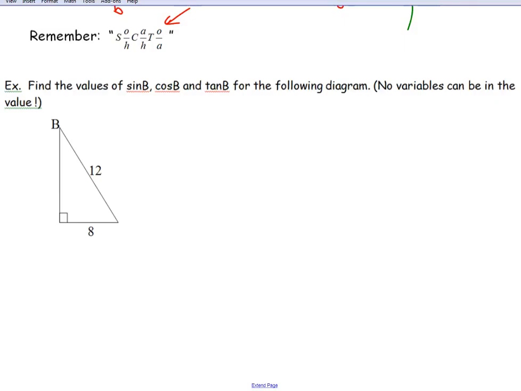Notice, even though I abbreviate the spelling, I don't abbreviate the pronunciation. I don't say "sin B," "cos B," or "tan B." We say sine of B, cosine of B, and tangent of B. All right. So if I want to find the sine of angle B, well, let's see here.